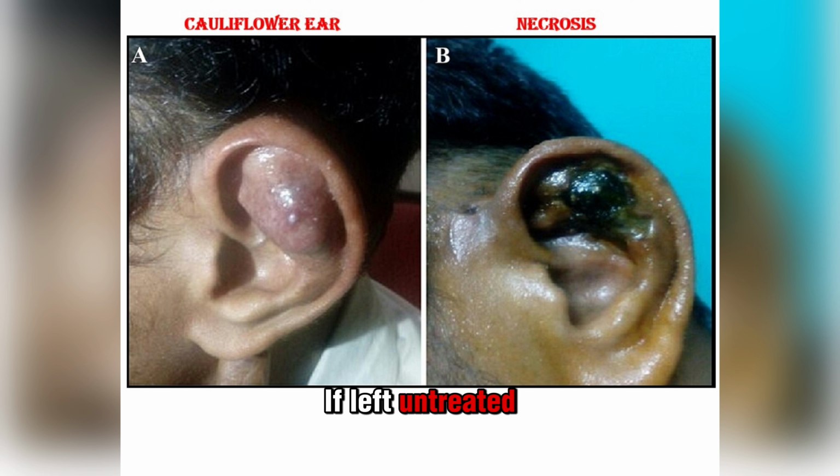If left untreated, an abscess can cut off the blood supply to your cartilage. This can damage your cartilage and lead to tissue death or necrosis. Necrosis can cause a permanent ear deformity called cauliflower ear.